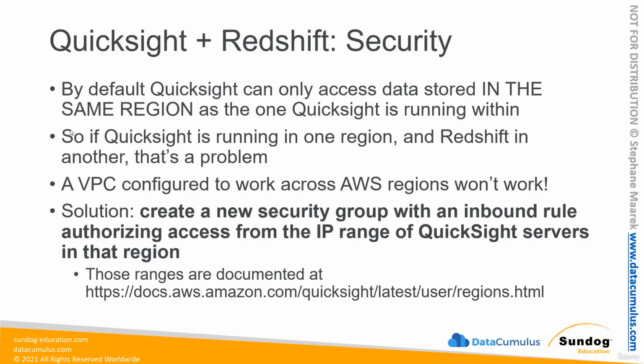You have to look them up, but that is the step you have to take if you need to have QuickSight access a Redshift cluster that's in a different region. Set up a new security group with an inbound rule with the IP range of where the QuickSight servers are. And you got to look up what those IP ranges are.